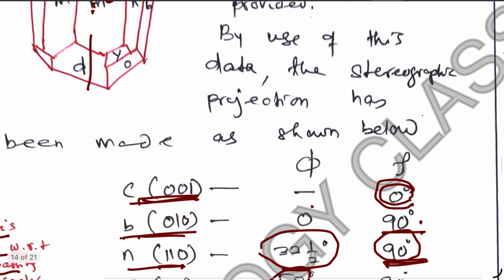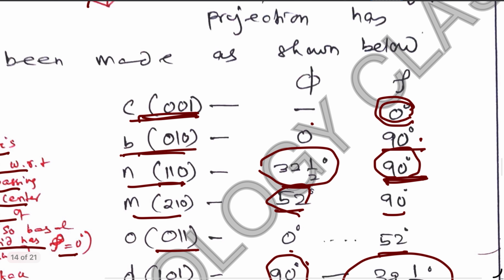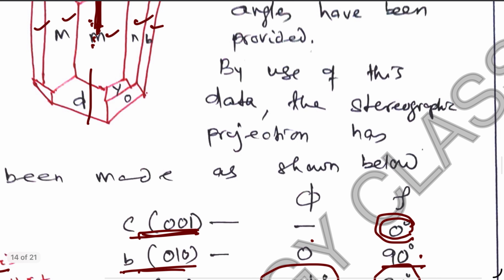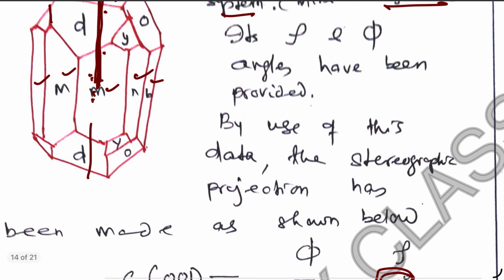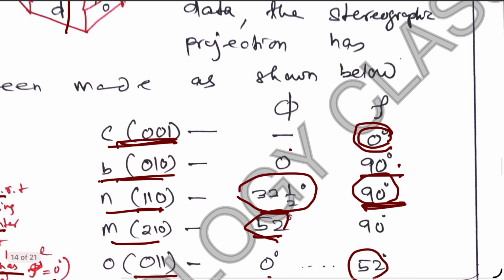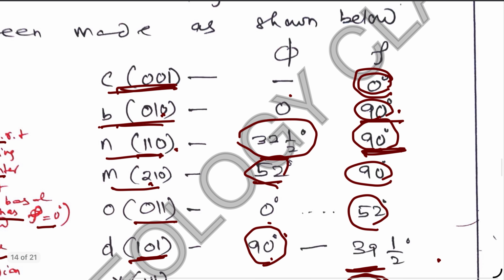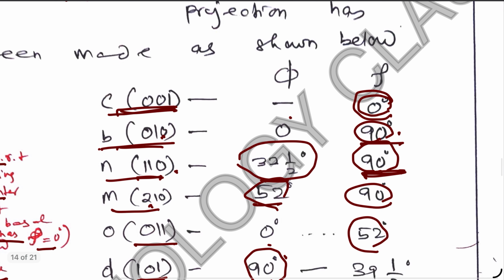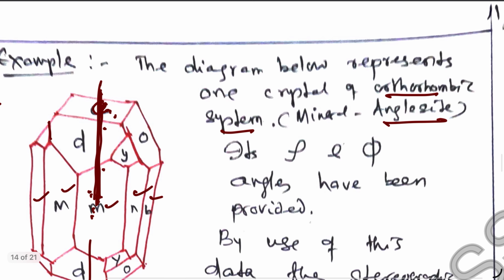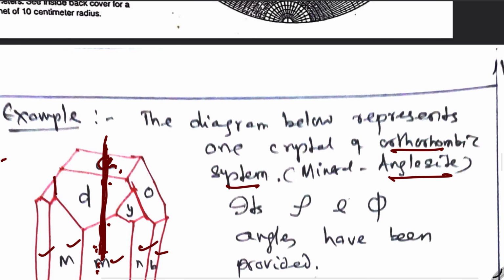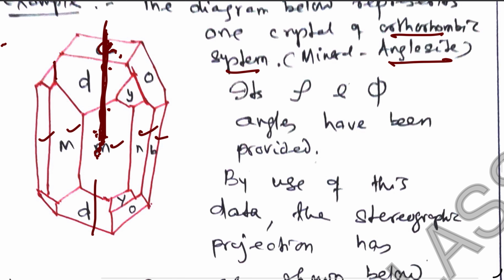We have for the face O, rho is 52 degree. So all the faces which are vertical have rho 90 degree. So this face rho 90, this face rho 90, this face rho 90, because they are vertical faces. They are parallel to this axis, the C axis.